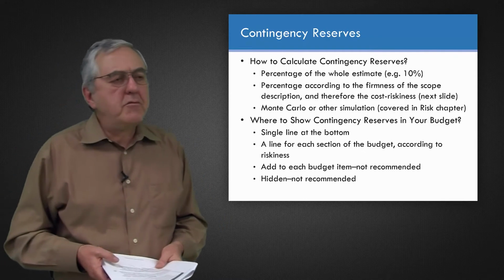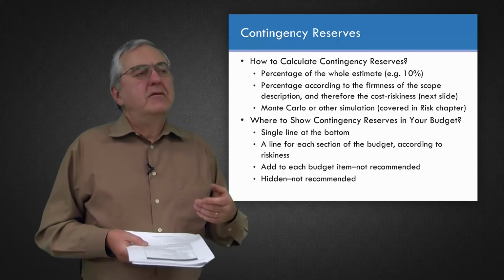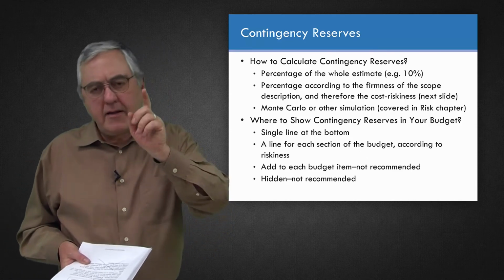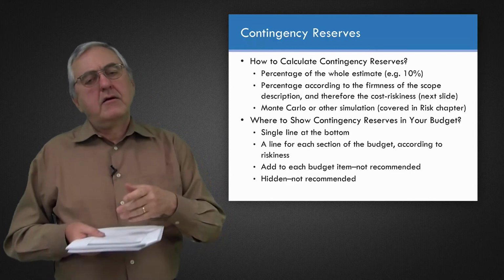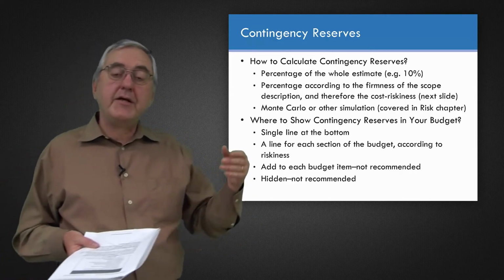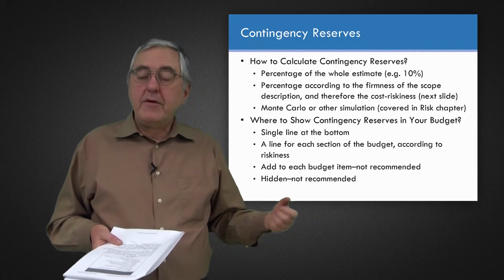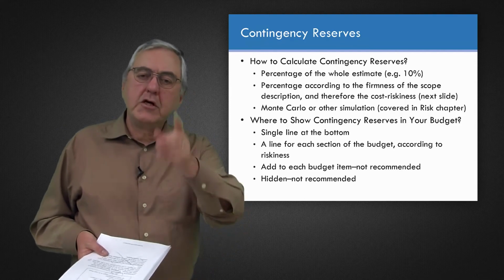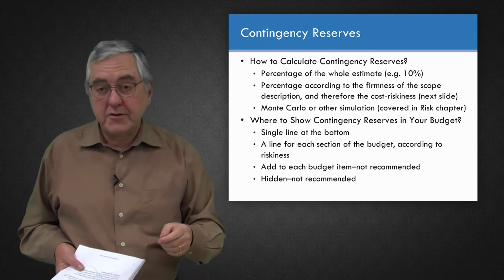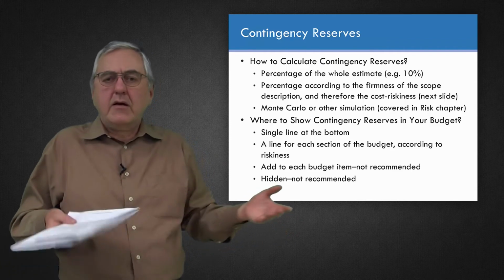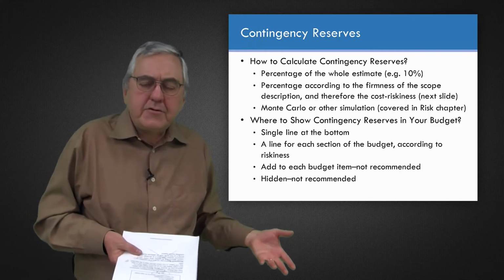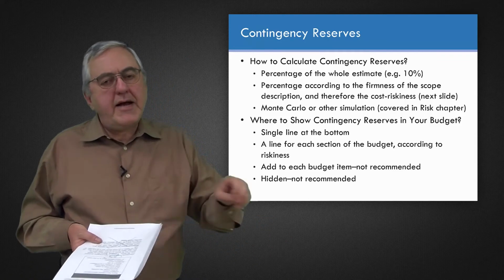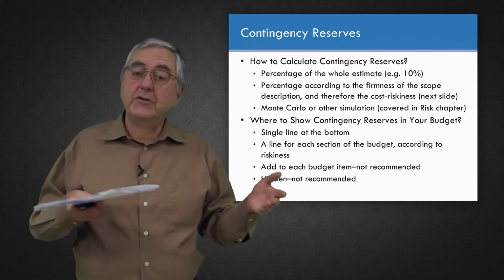Now, of course, it can also be hidden. If you do have a single line contingency reserve at the bottom of your estimate and it's a $1 million project, maybe it's $15,000 as a contingency reserve. Your customer or your manager looks at it and says, hey, we'll take it without the contingency reserve. We'll save ourselves $15,000. Well, you're not willing to do the project for $15,000 less. You need that money. So you may be tempted to put in a line item and hide it somewhere in the budget where nobody's going to know it's there.